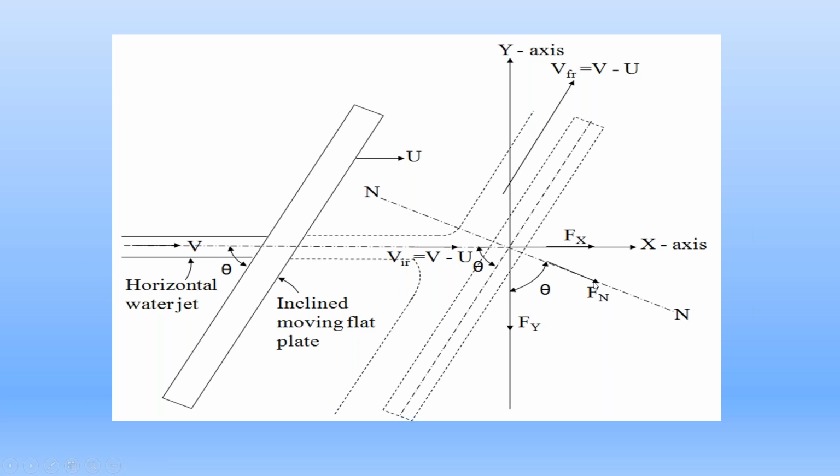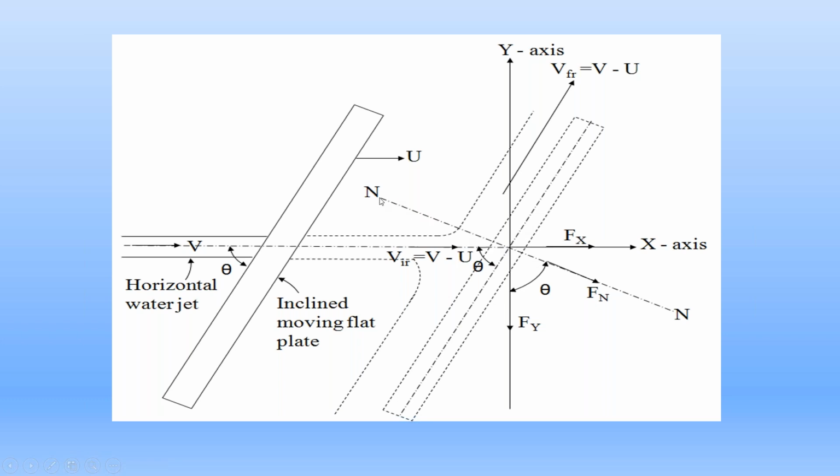So with this direction of force Fn, the initial relative velocity is making the angle of 90 minus theta. So the initial relative velocity of the water jet in the direction of force Fn is VIR cos(90 minus theta). That is the initial relative velocity in the direction of force Fn. Coming to the final relative velocity, it is acting on the surface of the inclined plate, whereas this dotted line N is normal, or perpendicular, to the surface of the plate.